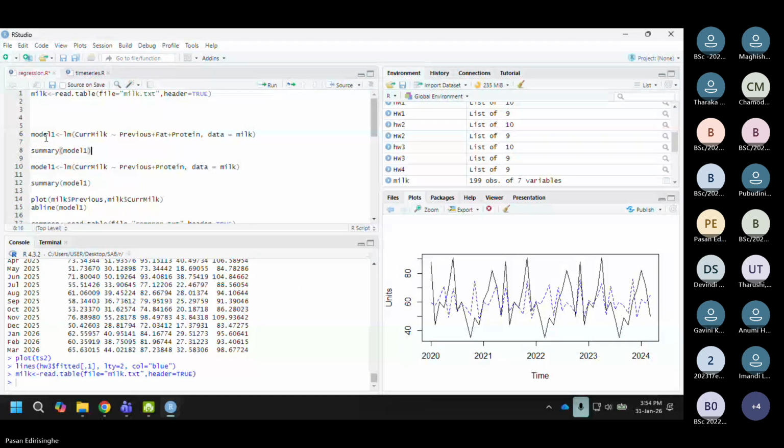So basically I have four variables, three variables as the independent variables, and the current milk value as my y variable, the response variable, right? And these are my predictors. And for the regression, I'm using this LM command. LM stands for linear model. So I'm generating a linear model here.